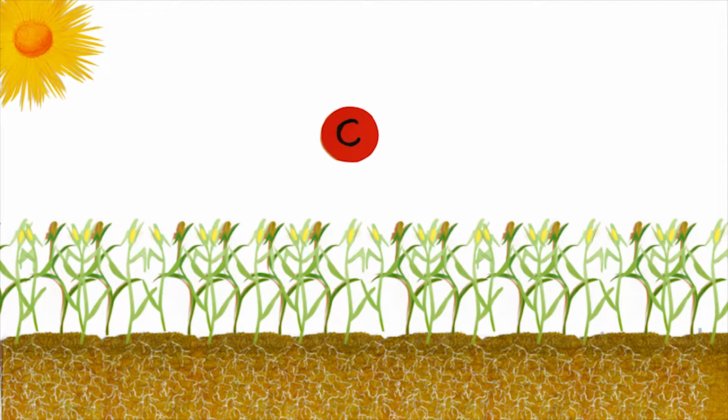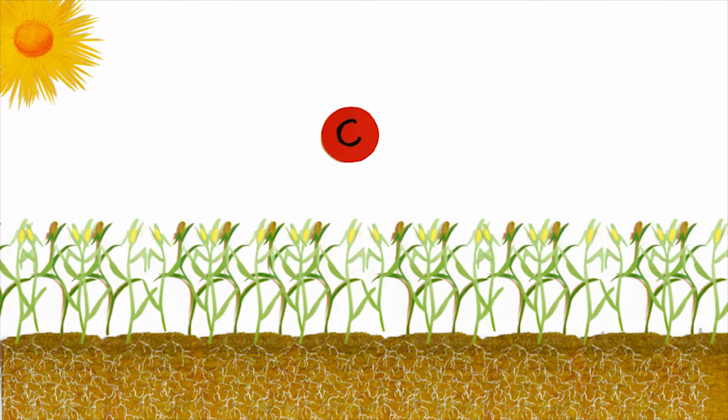Wait, that's not how it really works. Let's take a closer look. We're on a field and looking at the carbon cycle. As you know, plants need carbon dioxide for photosynthesis.